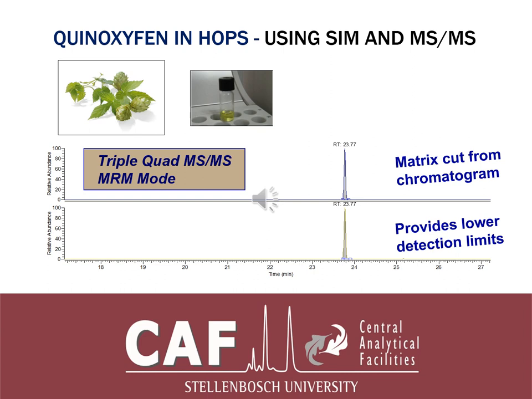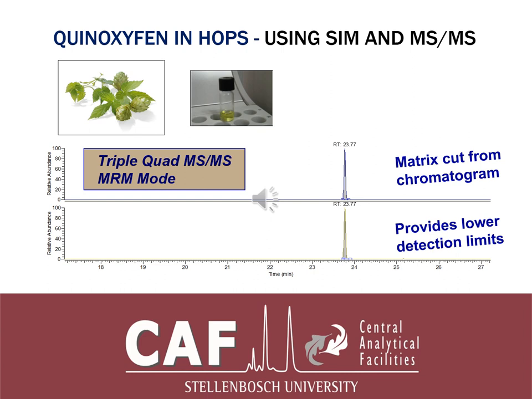How does this peak look now that the chromatogram looks much better compared to the one previously? This is the triple quad MSMS in MRM mode. Look at the top one. It shows the matrix cut from the chromatogram and it provides lower detection limits, so you can go lower with the MSMS than you would with the SIM.